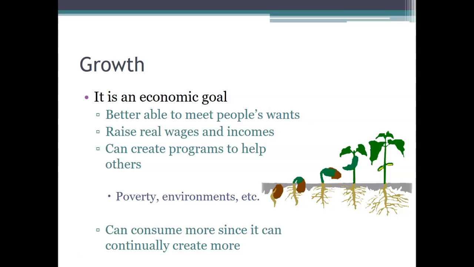And something you can consume more since it continually creates more. Again, more and more people say it's a consumer-led world out there. Well, there's just more stuff being able to be produced and people have more access to it. So it just kind of makes sense that way.